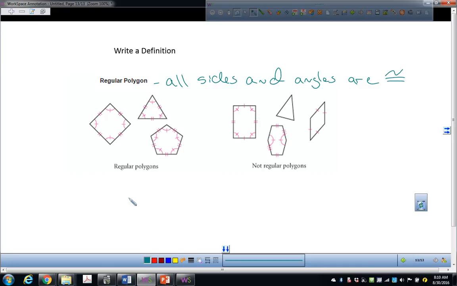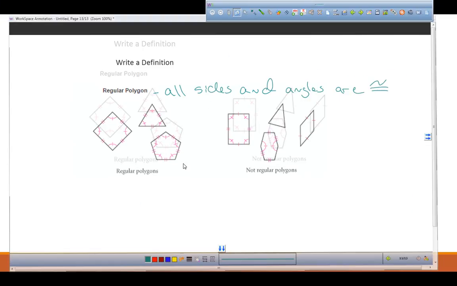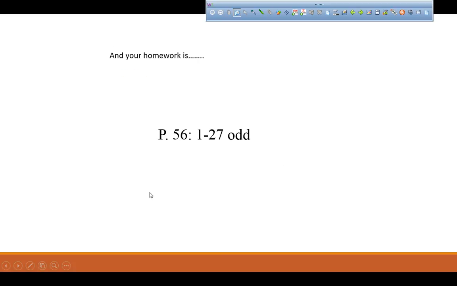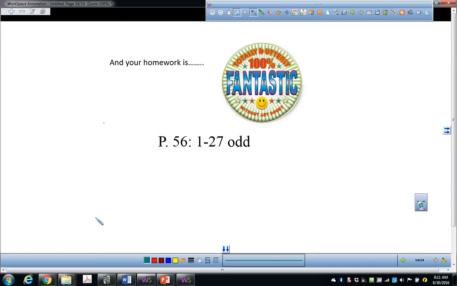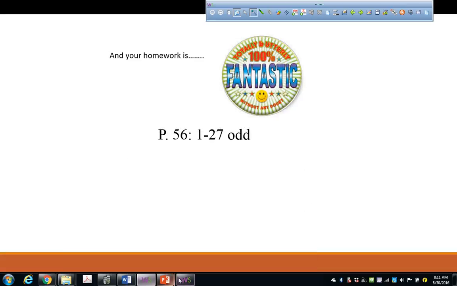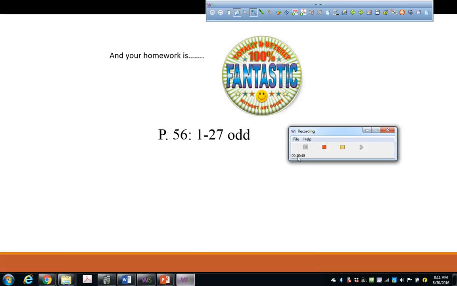So, you ready for your homework? There we go. Homework. Look at how organized I am. And your homework is 100% totally utterly fantastic. There it is. And you can start on that while I check some more homework sets and things like that. Let's pause this.